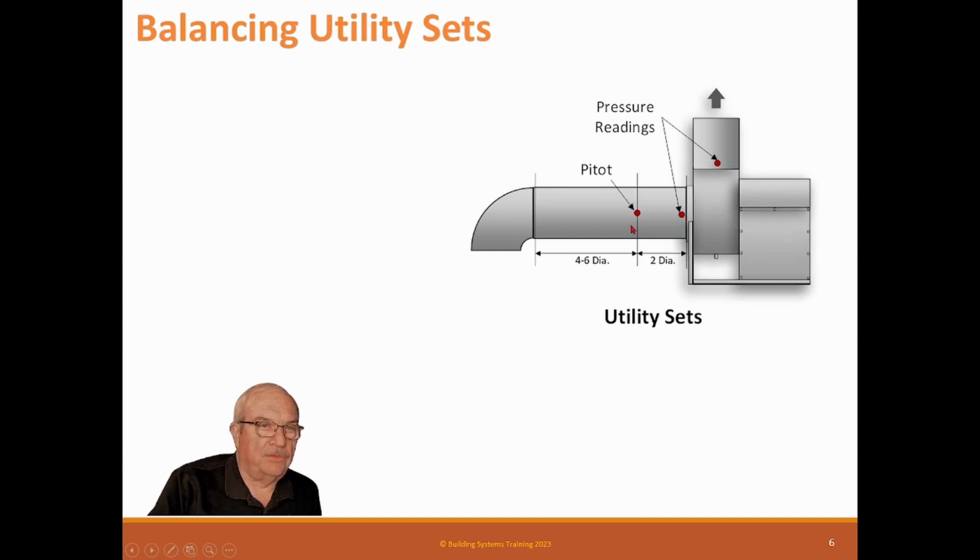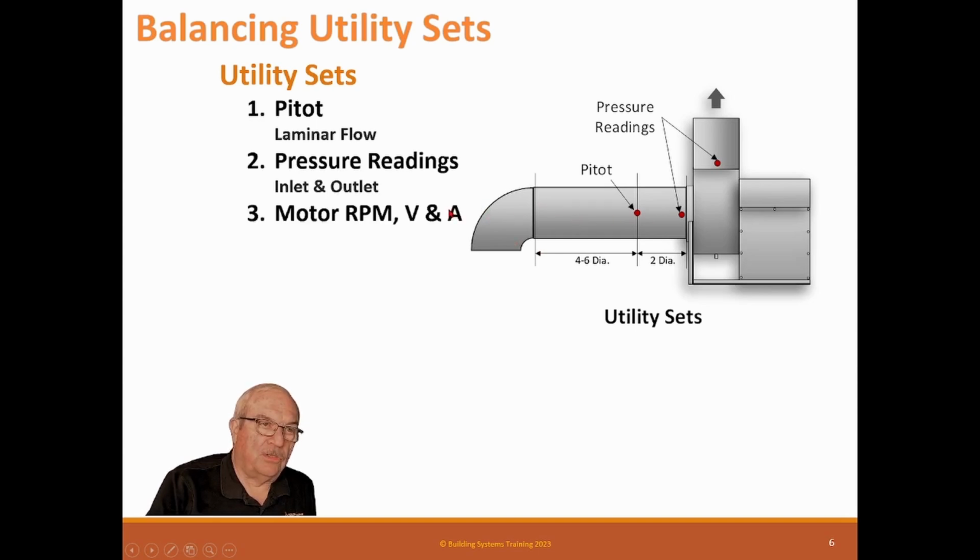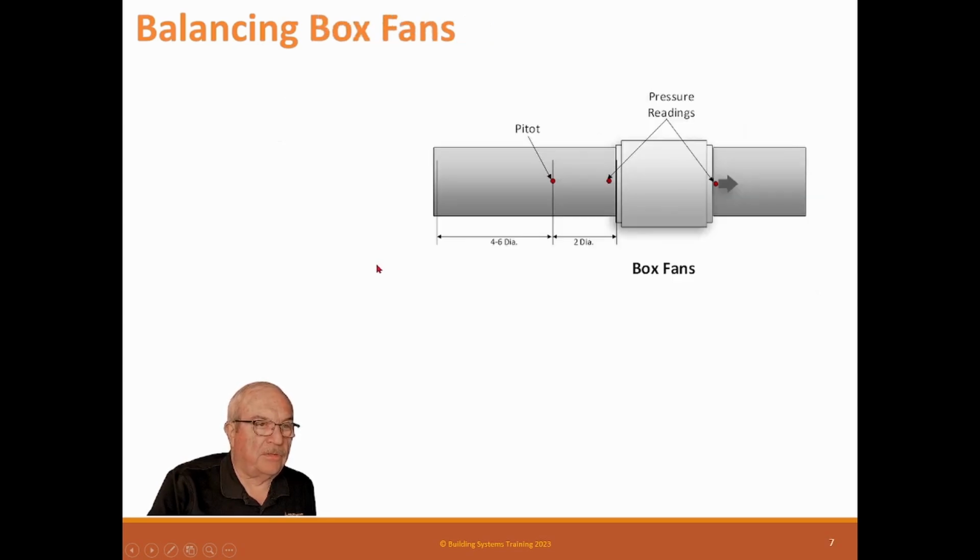This is easy to do, and you can get a pitot. And these normally pitot pretty good, especially if they're round duct. But you still remember you need 4 to 6 diameters upstream, 2 diameters downstream. If you don't have that, then you don't have laminar flow. Then you've got the pressure reading. You're going to do motors, RPMs, volts, and amps, and try to take it off the fan curve. And you can always get good pressure readings here, so you're probably pretty good with the fan curve here.